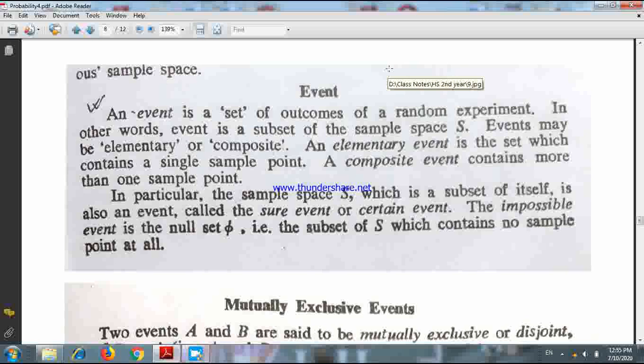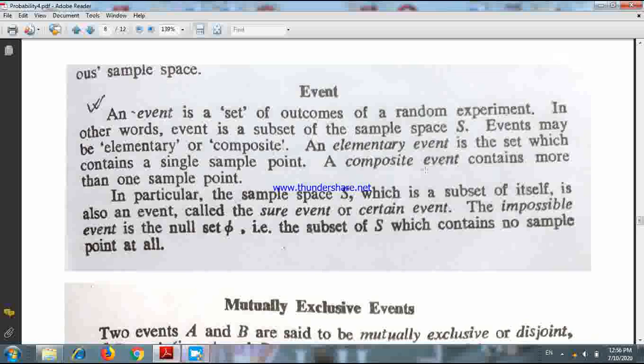Now what is this event A in this dice throwing example? This is nothing but a subset of the sample space. So any subset of the sample space S is termed as an event. And more particularly, an elementary event is the set which contains a single sample point. Sample point means the elements in the sample space. These are known as the sample points.